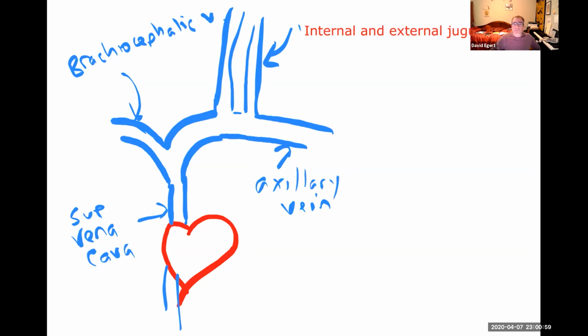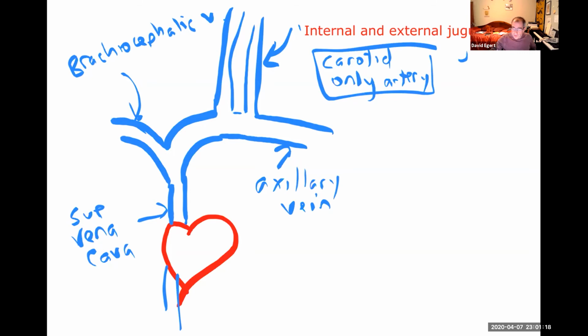A lot of times people get questions wrong because they forget that carotid is only about arteries. Jugular is the vein. So make sure you keep that straight. Jugular vein is coming back. Carotid is going up.